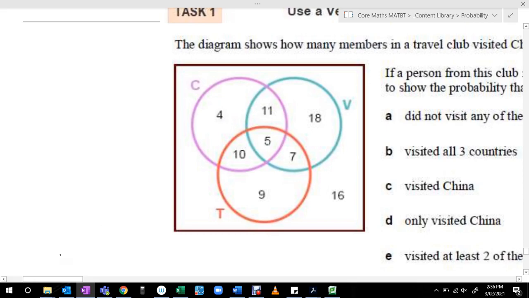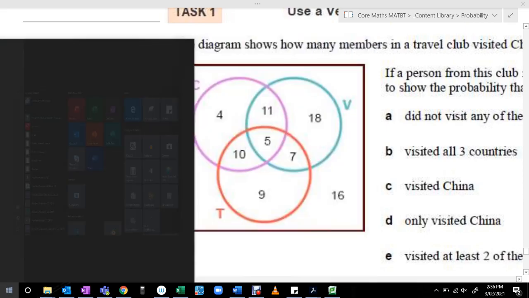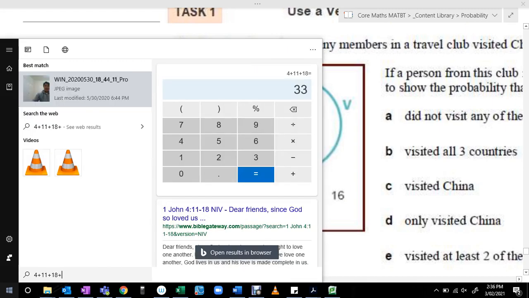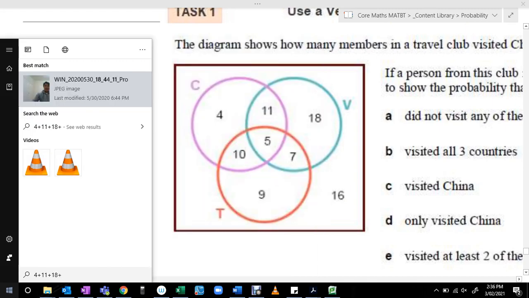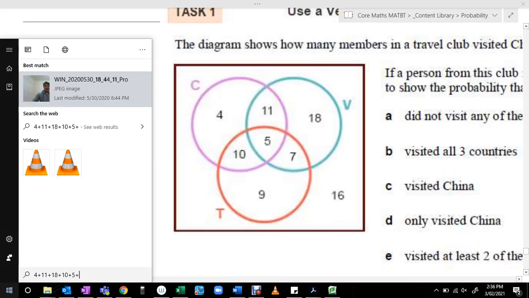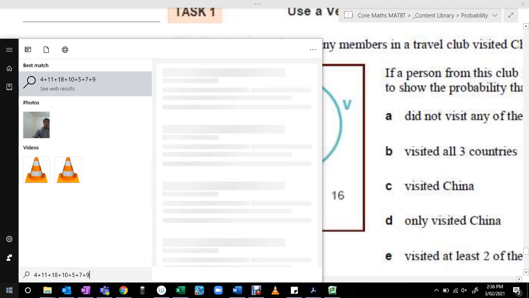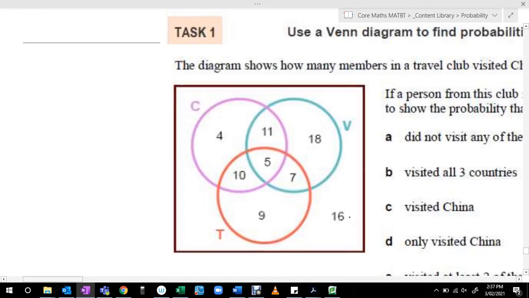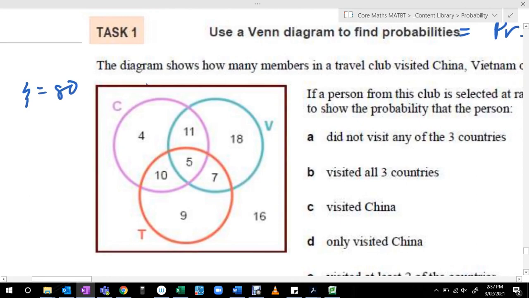So it's going to be 4 plus 11. Okay, can't do it off the top of my head, but let me just add them all up. 4 plus 11 plus 18 plus 10, 5, 7. For sure it's 80. Yeah, is it? Okay, let's double check. Cool, 80. So let's treat the universal set as 80. They haven't left much space for us there, but universal set is 80.